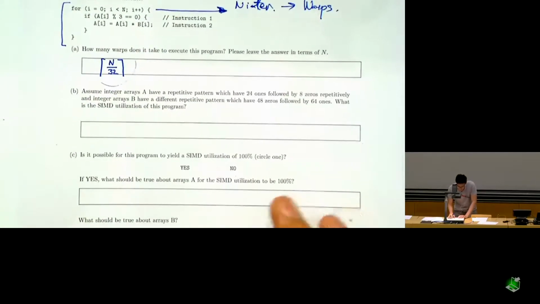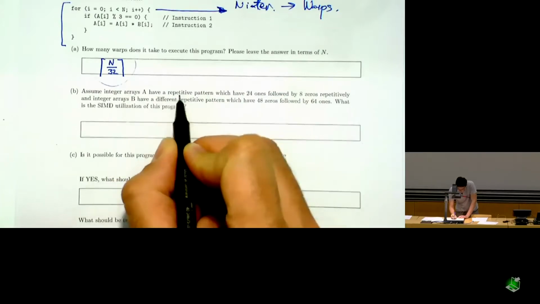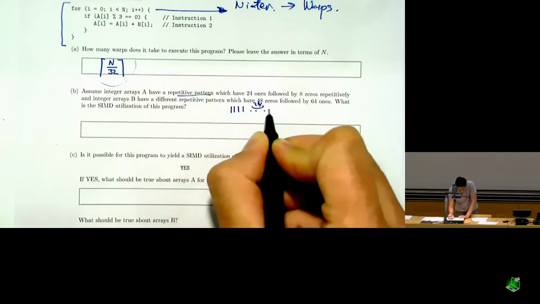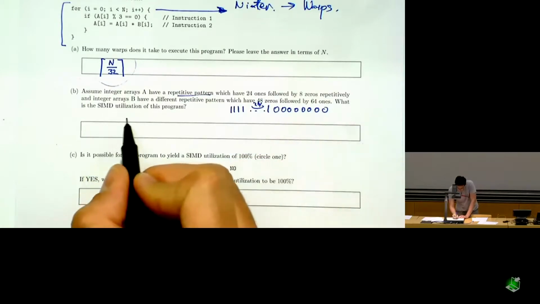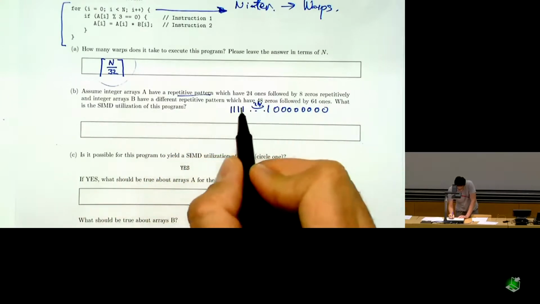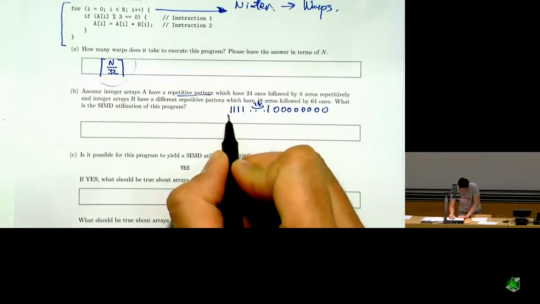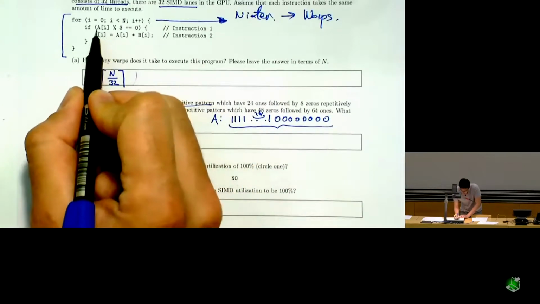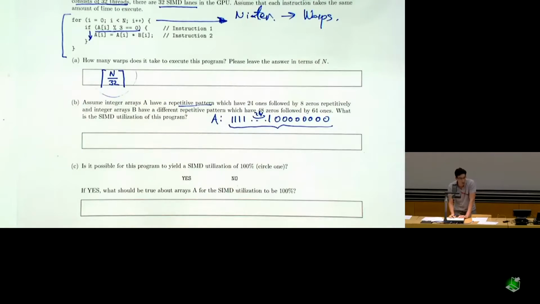Part B says, assume integer arrays A and B. A has a repetitive pattern with 24 ones followed by 8 zeros. And B has a different repetitive pattern, which has 48 zeros followed by 64 ones. What's the SIMD utilization of this program? So observe that this is the repetitive pattern of A. And the values of A determine if the body of this if statement is executed or not.